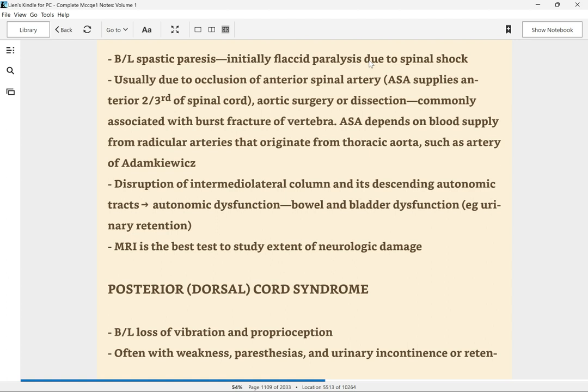leads to autonomic dysfunction, bowel and bladder dysfunction, e.g. urinary retention. MRI is the best test to study the extent of neurologic damage.